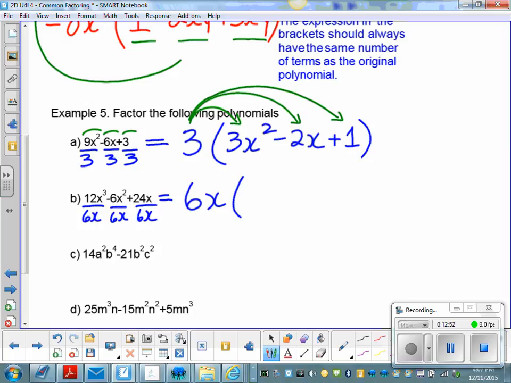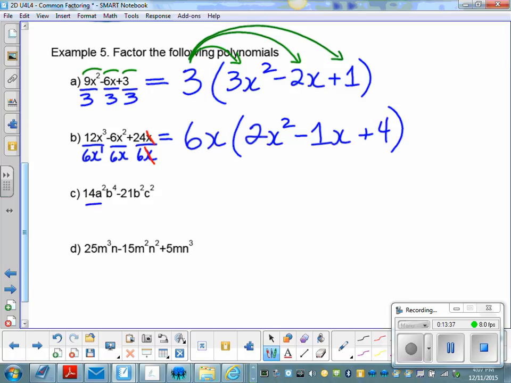So 12x cubed divided by 6x. 12 divided by 6 is going to be 2. And I subtract the exponents, so 3 minus the 1 on the bottom is going to be 2, so 2x squared. Now I've got a minus 6 divided by 6, so that's going to be a minus 1. And x squared divided by x is just going to be an x. And then 24 divided by 6 is a plus 4. And x divided by x is 1. So that's what the answer would be. So really what's happening here is these x's just divide each other out. So that's why we're left with plus 4 on the end there.